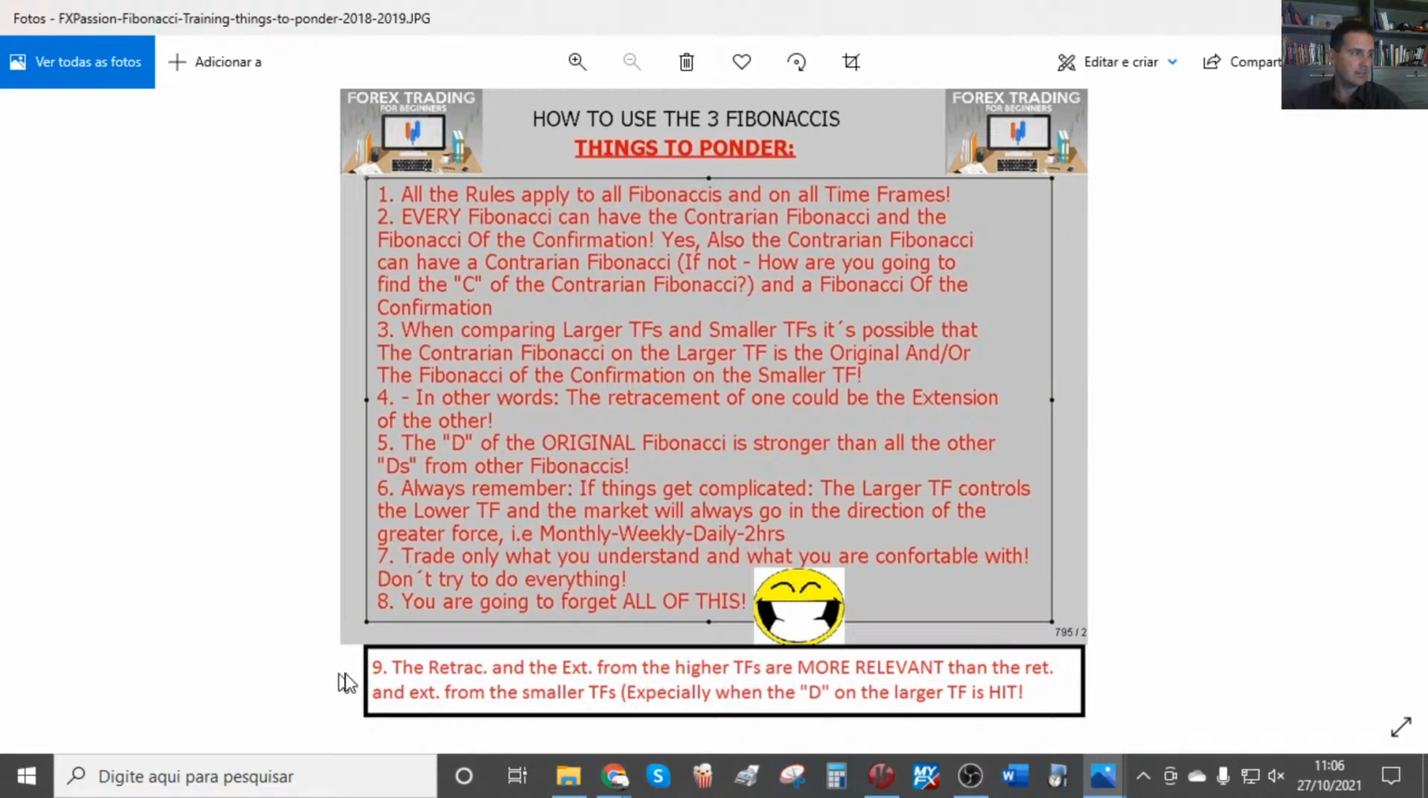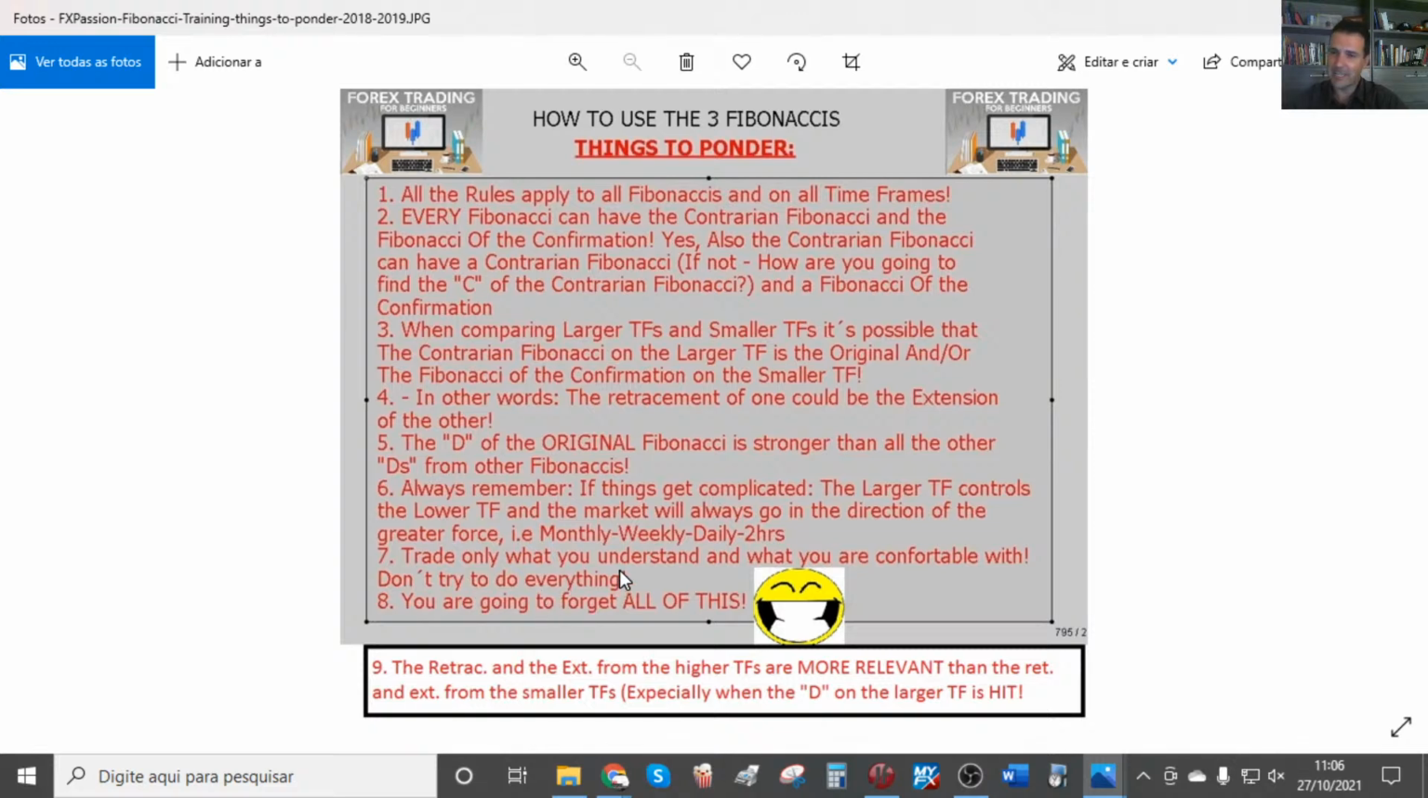Number 9, the retracement and the extension from the higher time frame are more relevant than the retracement and extension from the smaller time frames, especially when the D on the larger time frame is hit. And number 8, I added the number 9. Number 8 is the best one.